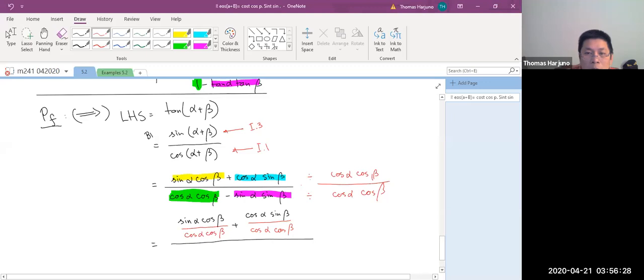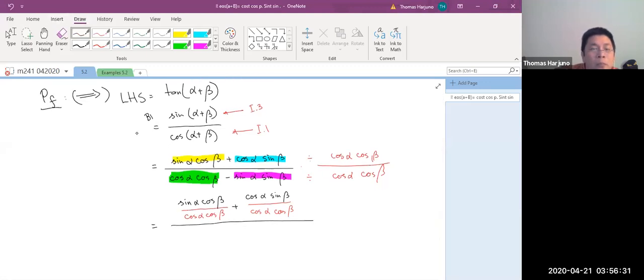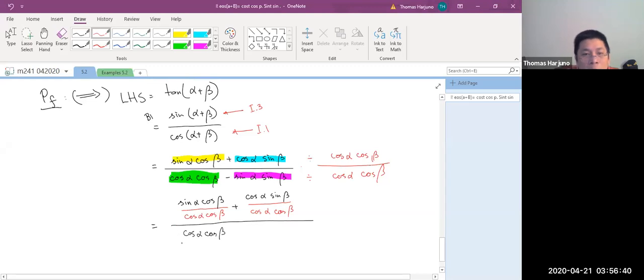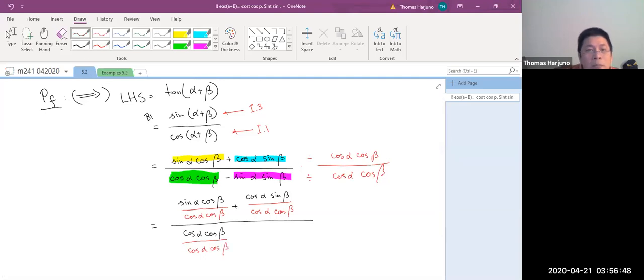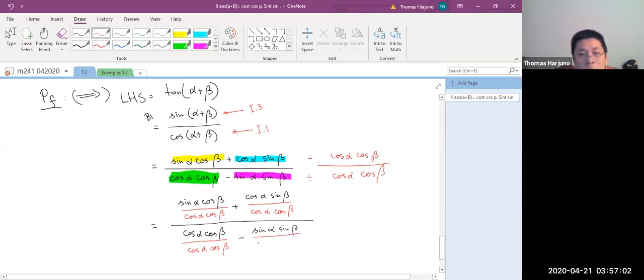Likewise, I will do that to the denominator. Cosine alpha cosine beta on the bottom left divided by cosine alpha cosine beta, minus the bottom right, sine alpha sine beta, divided by cosine alpha cosine beta. You copy that down first.